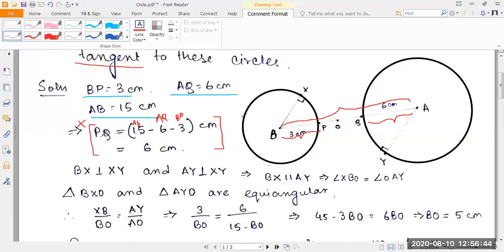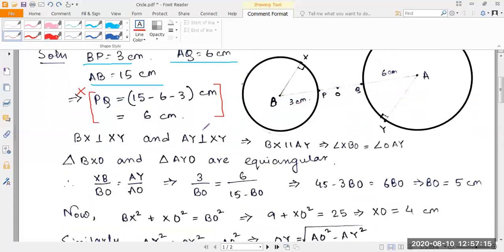So I can say that PQ is AB minus AQ minus BP, and I have replaced those with the lengths of the line segments. So that's 15 minus 6 minus 3. So that gives me 6 centimeters. So you see PQ does not coincide. PQ is a specific line segment of length 6 centimeters. So that is another interesting observation that we have for this sum. But you need not include it in your sum.